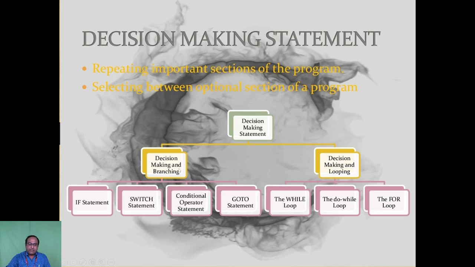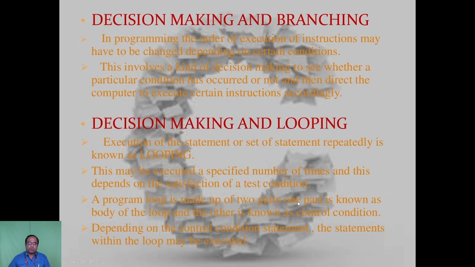One is decision making and branching, and the second is decision making and looping. Inside decision making and branching, we have four important types: if statement, switch statement, conditional operator statement, and goto statement. Similarly, in decision making and looping, we have three types: the while loop, the do while loop, and the last one, the for loop.